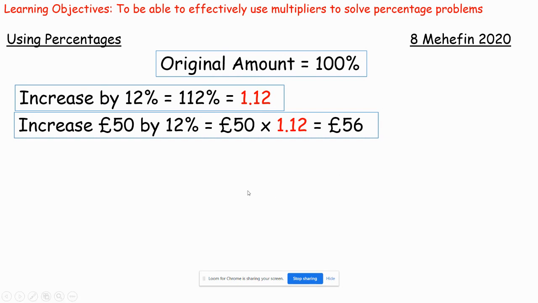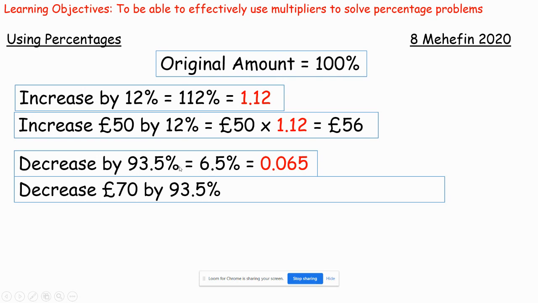Let's look at one more. It's just that easy. We want to decrease £70 by 93.5%. As we looked at before, a decrease of 93.5% has a multiplier of 0.065. Multiply the 0.065 by £70, and you end up with £4.55. And it's really that simple. So work out your multiplier first, write it down, be careful when it's a decrease, and then it's nice and easy. It's just a multiplication, and you get the answer.